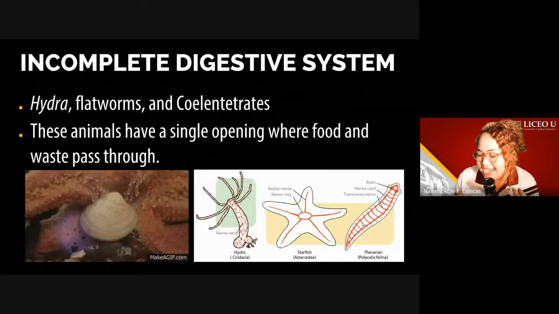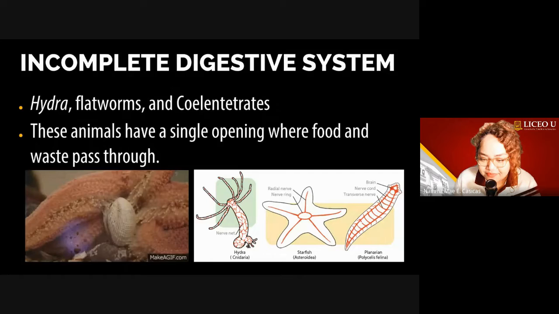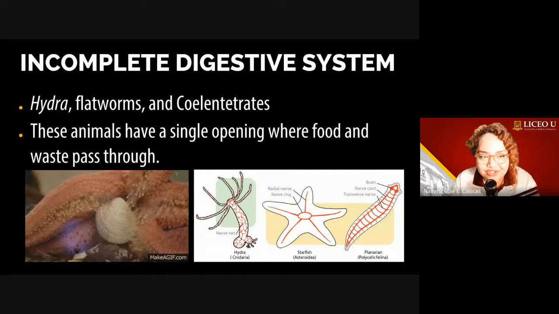That's how they digest. So they only have one opening for both the ingestion of food and the excretion of waste. But we have to give them concessions because these are simple animals. They're not very complex animals. They don't have the same intellect as us, so they don't really need a very complicated digestive system.